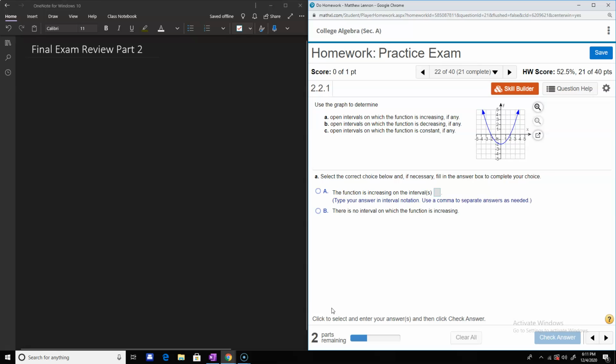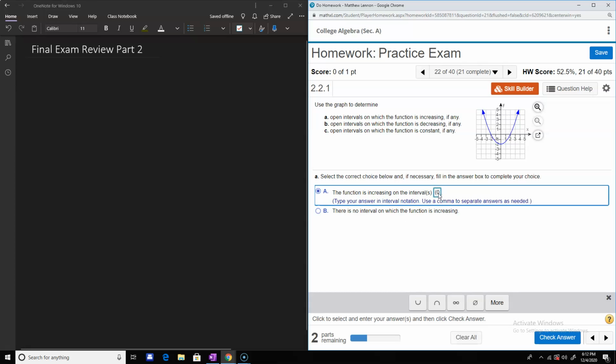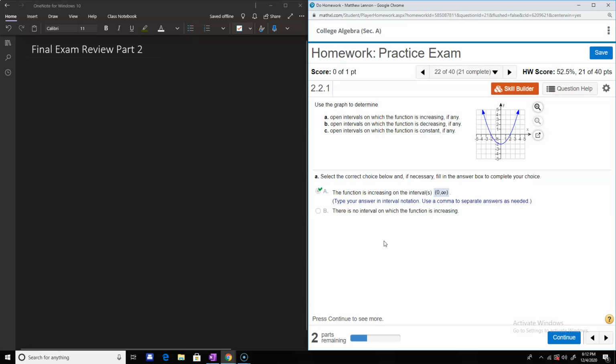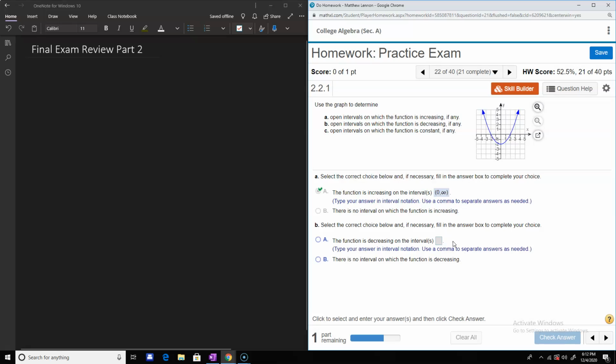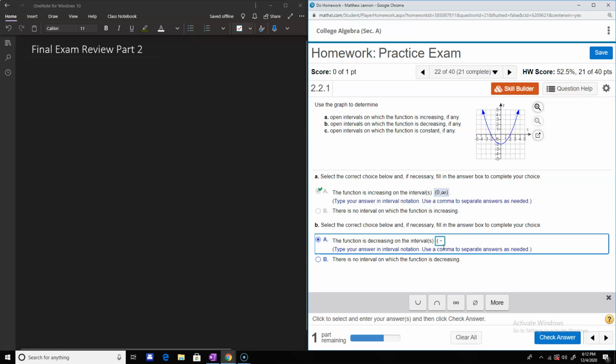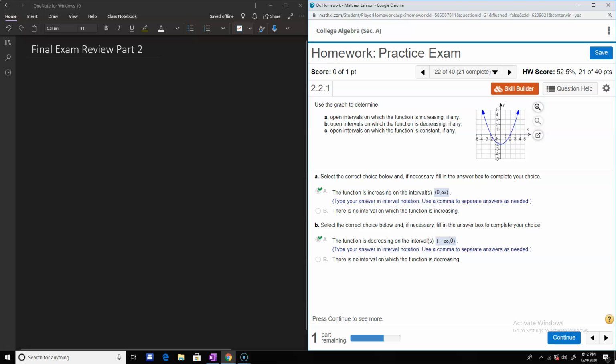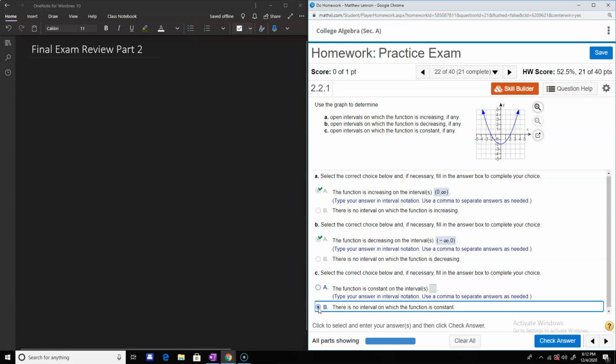All right. Now we're looking for increasing, decreasing, and constant. This function's never constant. It decreases till it hits the bottom of that parabola, which is at x equals 0, and then increases thereafter. So it's increasing from 0 to infinity and decreasing from negative infinity to 0. So decreasing, as we said, negative infinity to 0. And then it won't be constant anywhere. So over no interval. So it'd be no interval on which the function is constant.